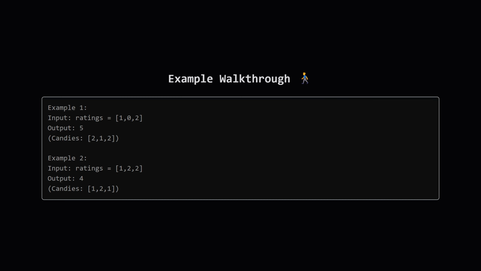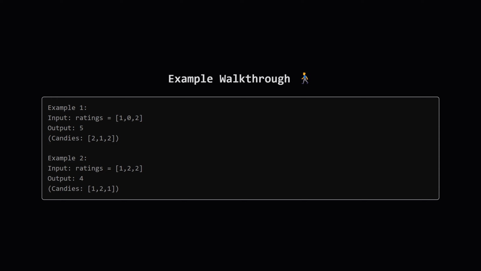Okay, let's look at the first example. The ratings are 1, 0, and 2. The problem states the output is 5 candies, distributed as 2 for the first child, 1 for the second, and 2 for the third. How do we arrive at this? Let's think about the rules. Everyone gets at least one candy. So a naive start might be to give everyone one candy. So the list of candies would be 1, 1, 1.